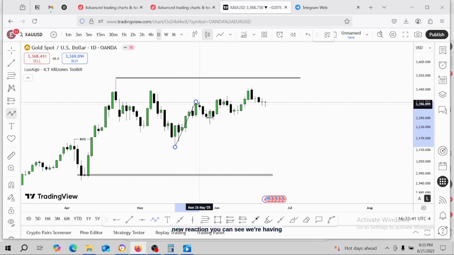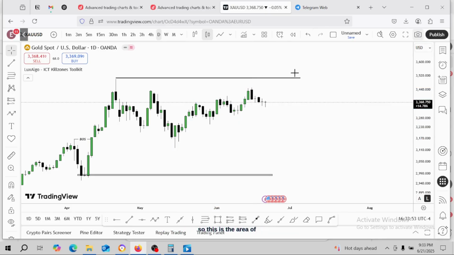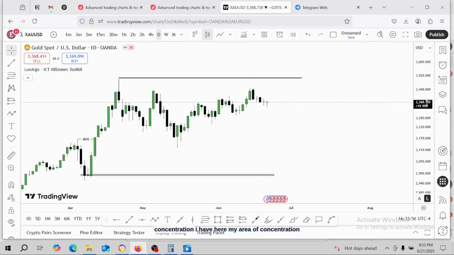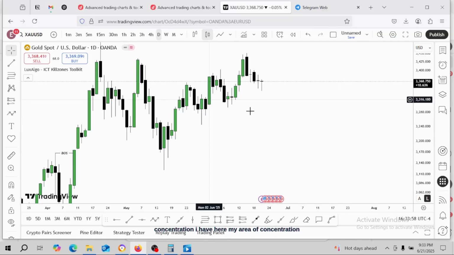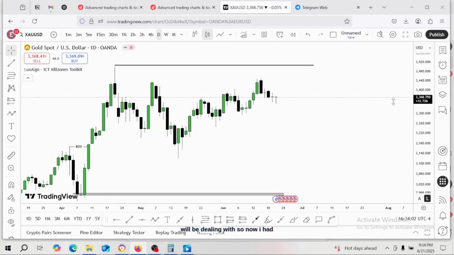You can see we're having sort of bullish structure to the upside. You can see the internal structure giving us this bullish structure to the upside. So I marked this out also. This is the area of concentration I have here. This is the area I will be dealing with.